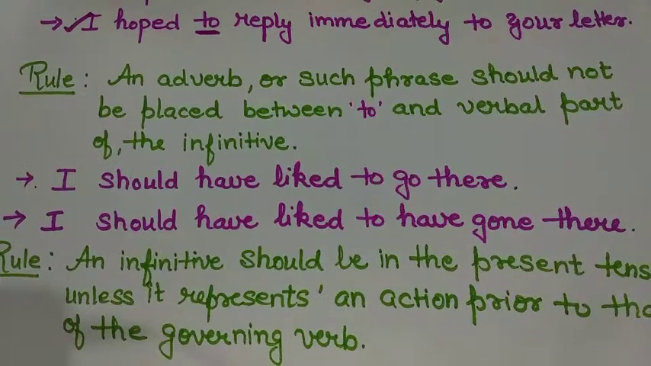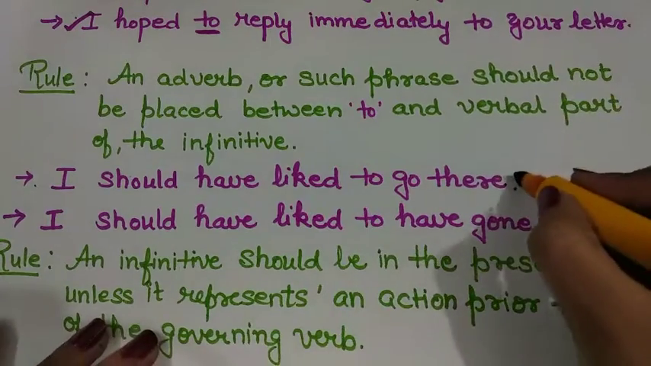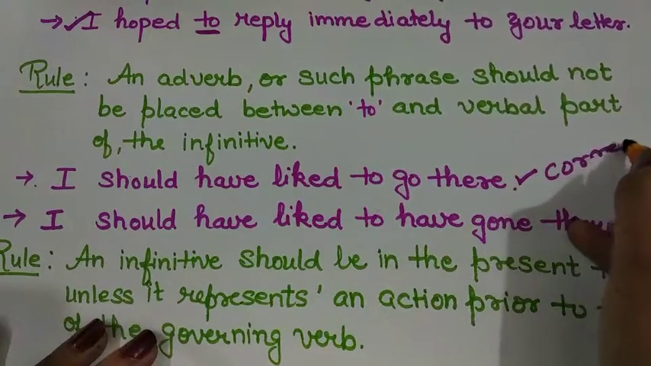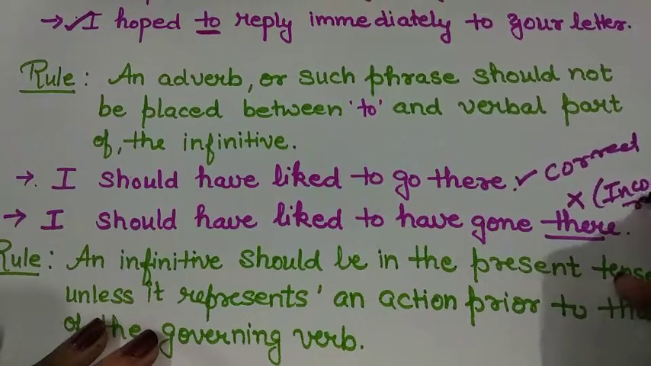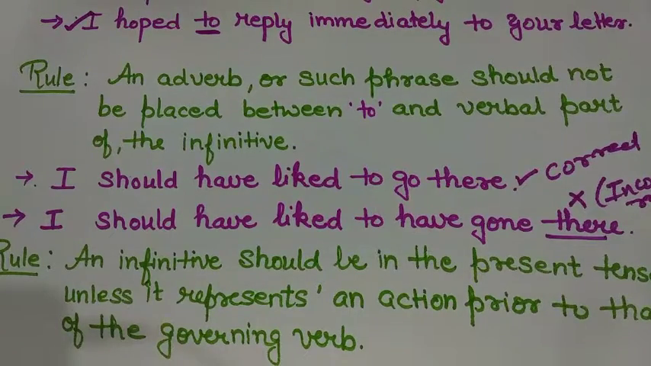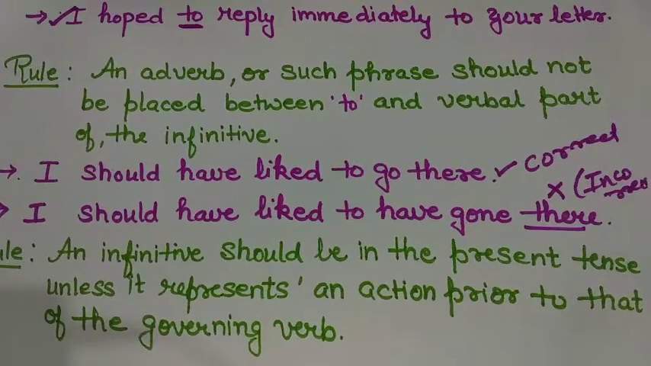The next one for today is, I should have liked to go there. Or the sentence can be written as, I should have liked to have gone there. Now I think it is clear that this first sentence is correct and the other is incorrect. Why? Let us try to understand the reason and the difference. An infinitive should be in the present tense unless it represents an action prior to that of the governing verb.